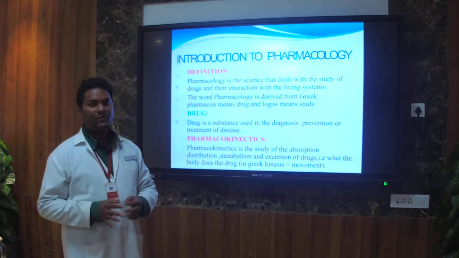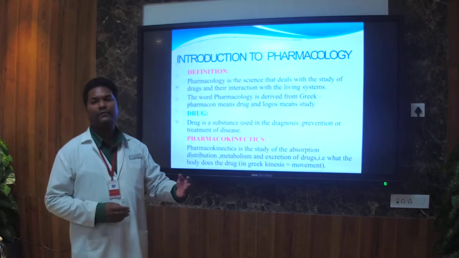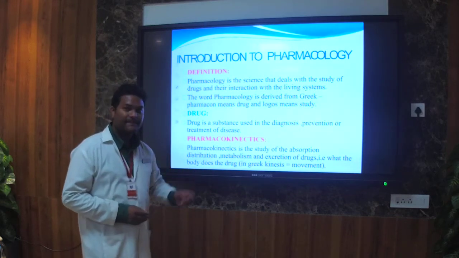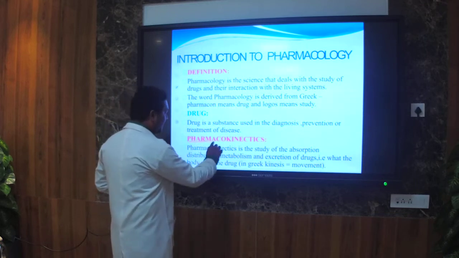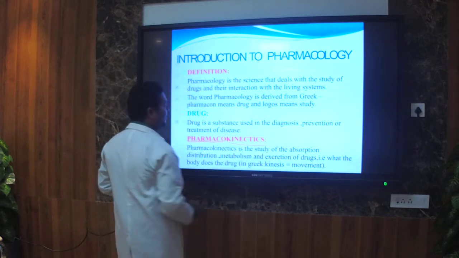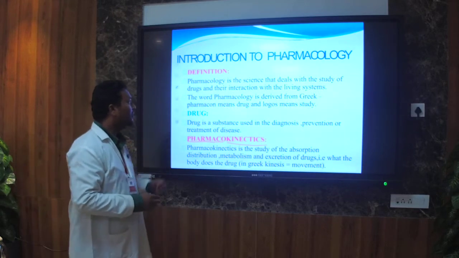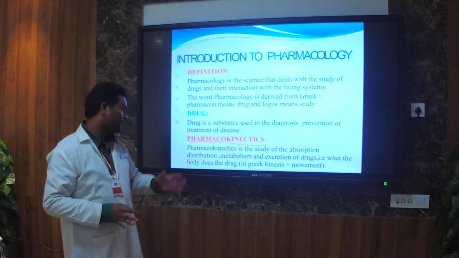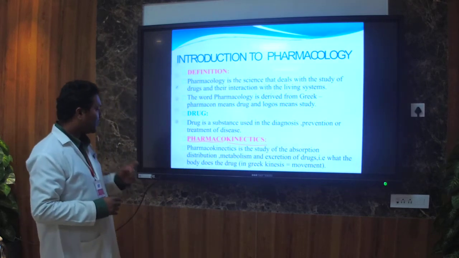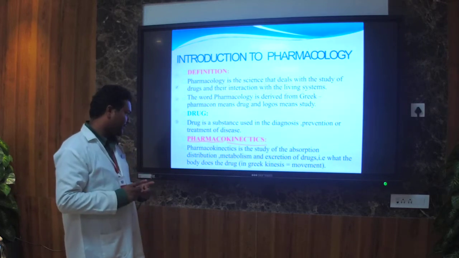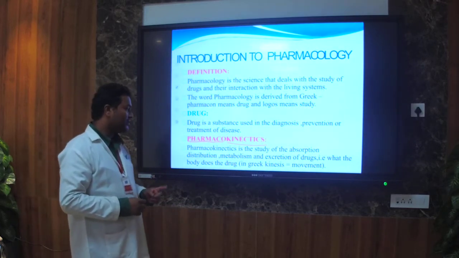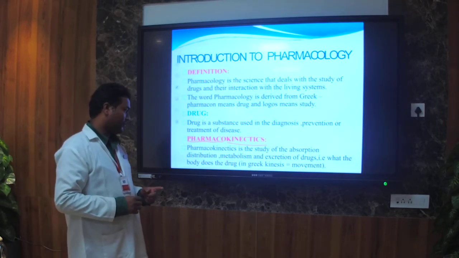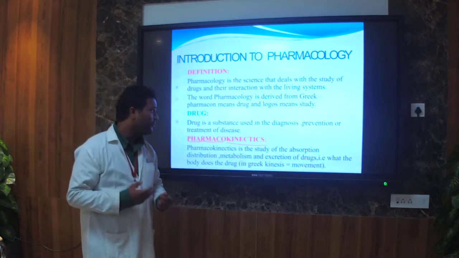Then we have another terminology which we are going to use further along in the pharmacology syllabus: pharmacokinetics. Here are two words: pharmakon and kinetics. We have already learned the definition of pharmakon, and kinetics is movement. So what does pharmacokinetics mean? Pharmacokinetics is the study of the absorption, distribution, metabolism, and excretion of the drug. That is what the body does to the drug. Kinesis is the movement.